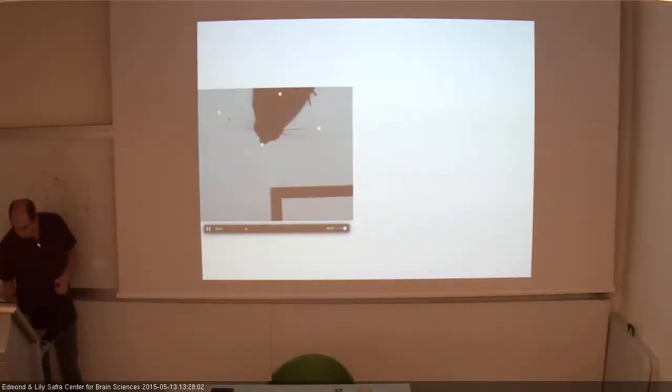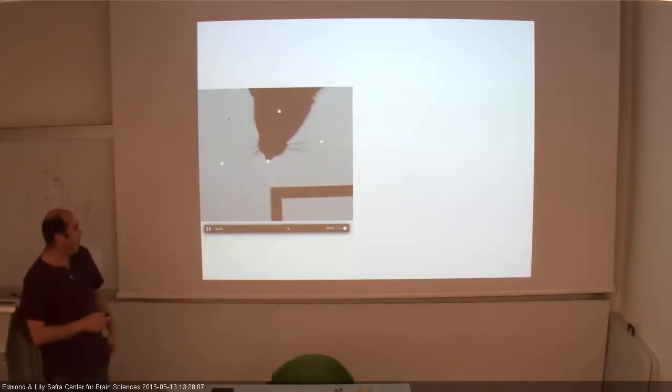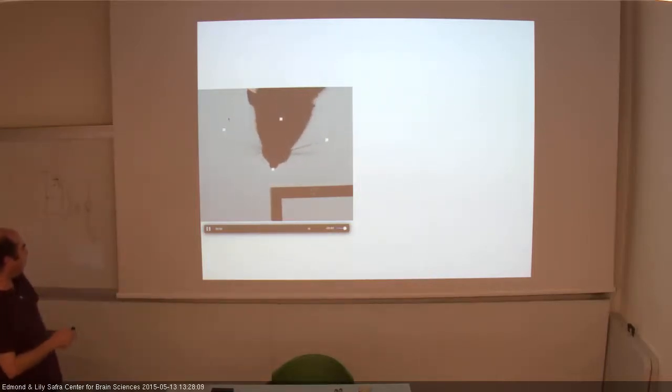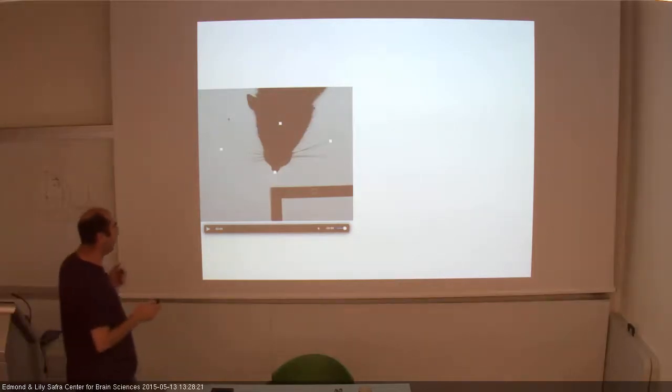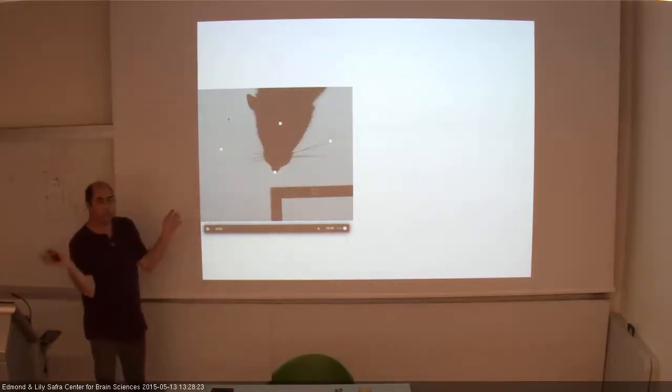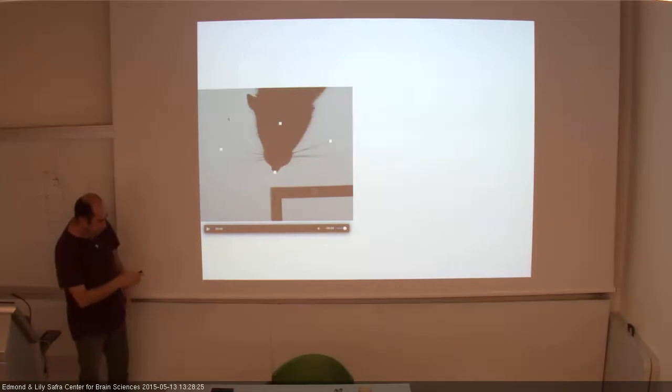Here's one example. Sorry, this is high speed again, and what you see is that the rat can actually withdraw all these whiskers to the back while still whisking with these ones. So it has individual control over each one of them. It's not like they're doing it all the time. If they touch these things, it kind of helps them in a way. They don't like that. They want to protect them.